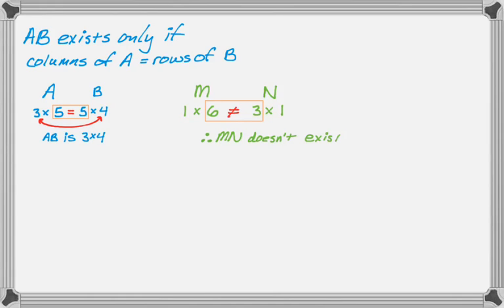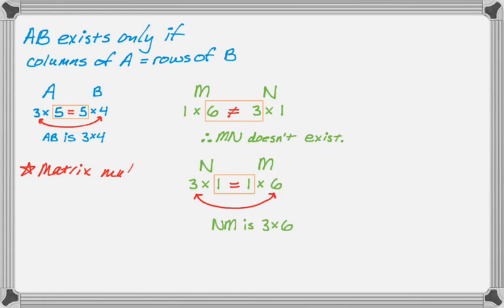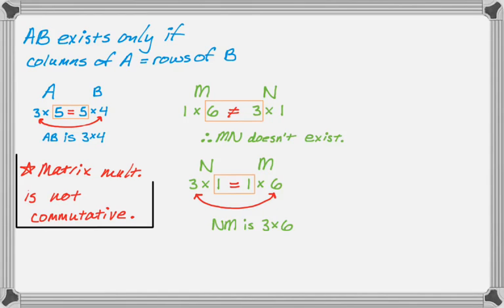if we flip it around and try to do N times M, so N is 3 by 1 and M is 1 by 6, the middle numbers are the same, which means we can multiply them, and the result will be a 3 by 6 matrix. So N times M exists, but M times N does not exist, which is probably new for you. That probably hasn't happened really before. It's nice to know, but honestly, if you just try to do it, you'll run into a problem. But matrix multiplication is not commutative, so M times N does not equal N times M in this case.